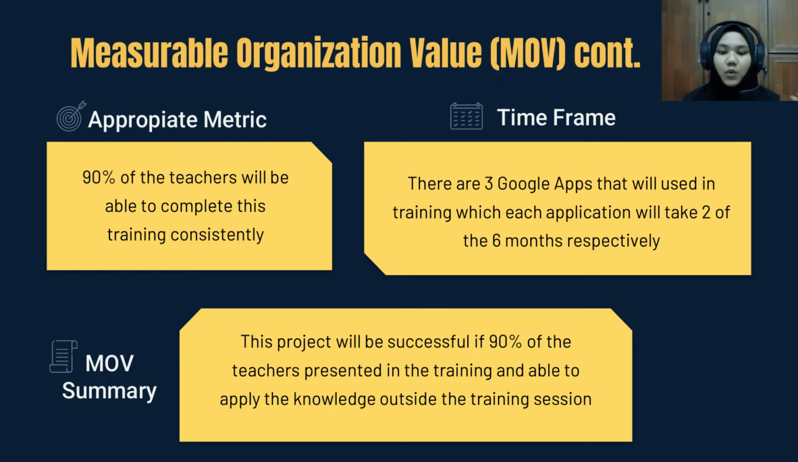When developed this MOV, we have set the appropriate metrics which are 90% of the teachers will be able to complete this training consistently. In the time frame of 6 months, there are 3 Google apps that will be used in this training, which each application will take 2 of the 6 months respectively. In the summary, this project will be successful if 90% of the teachers presented in the training and able to apply the knowledge outside the training session.